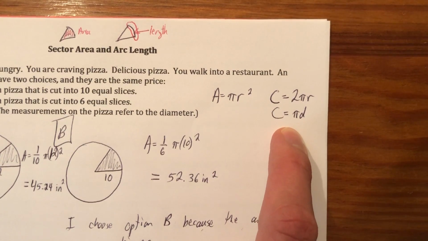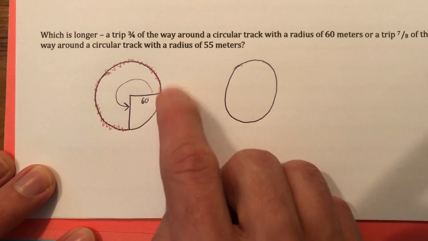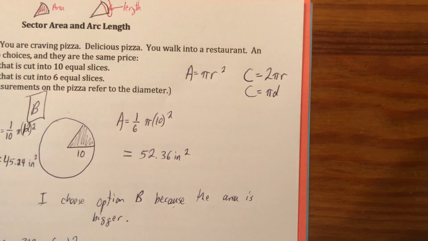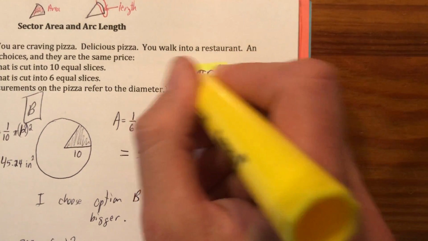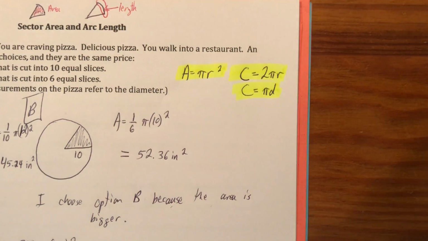Now, again, we're not dealing with a full circle. We're dealing with a piece of a circle. And we're not dealing with the full distance around this track. We're just going 3/4 of the way around it, 3/4. So these formulas are going to be very useful, and we just need to know exactly what it's asking within the context of the problem so we can do it correctly.